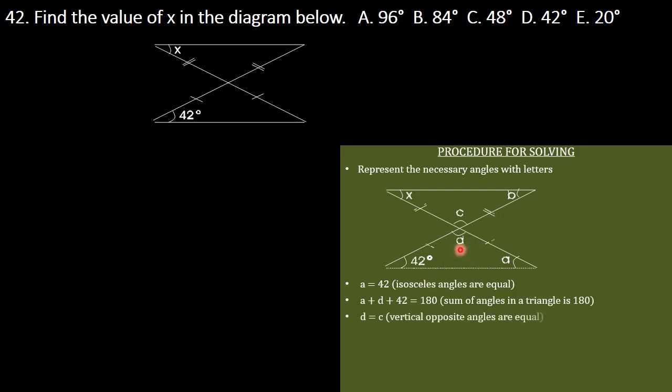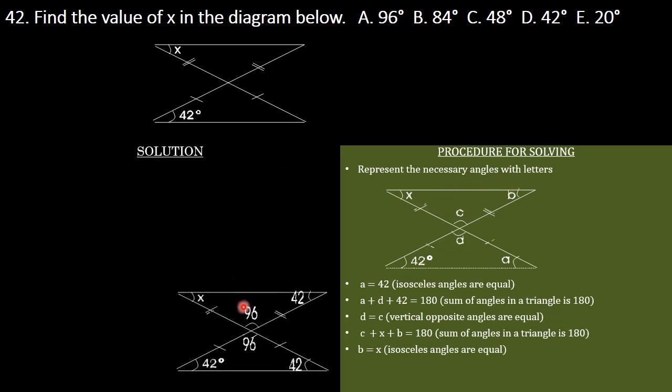Vertically opposite angles are equal, and C plus X plus B is equal to 180 degrees. That is, the sum of this triangle is 180 degrees. B is equal to X because they are isosceles, and isosceles angles are equal. Let's check the solution. Here is the diagram. A is equal to 42 degrees.